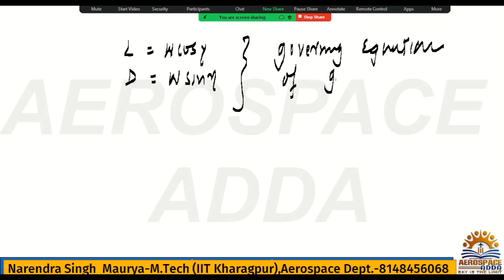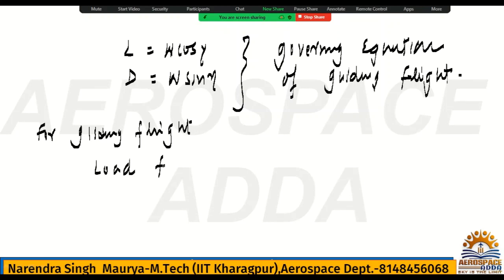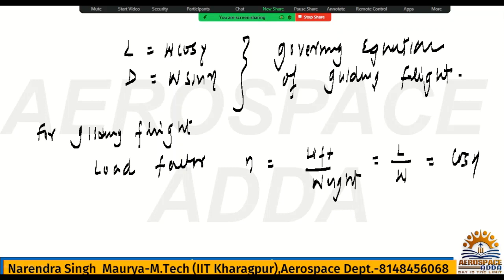Equation of gliding flight. Got it? Now for the gliding flight, load factor, if you check, what is the load factor? It is N. It is nothing but lift by weight. What is the lift by weight? Check. Lift by weight is nothing but cos gamma.